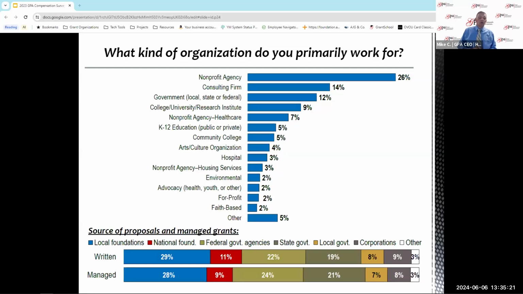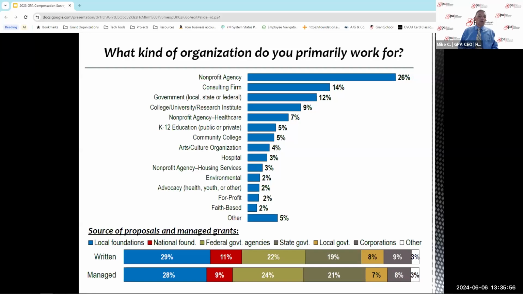Governments comprise just over half of the funding opportunities, and that does include federal, state, and local governments over the past 12 months. The average share of proposals written is largest for local foundations, followed by federal agencies, state governments, national foundations, corporations, and local governments. The share of managed proposals varies only slightly at about 2 percentage points, where state government and corporation funding are slightly lower compared to 2022.